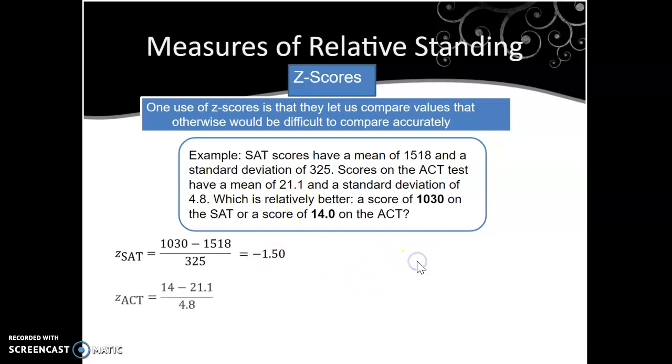If we do the same thing with the ACT score, the student's score was a 14.0, and subtract from that the ACT's mean of 21.1, and divide that by the ACT standard deviation of 4.8, we'll now get a z-score for the ACT of negative 1.48. So the ACT score is a little bit higher and a little bit closer to the mean. This ACT score is a better score than the SAT score. So it's really helpful to be able to compare two scores that have a totally different number system.